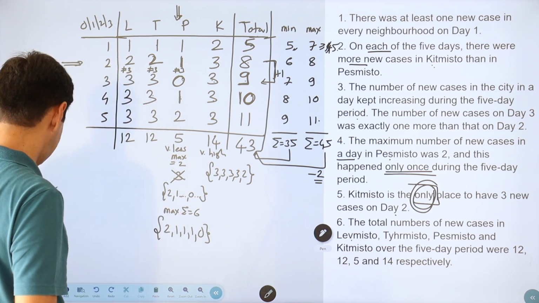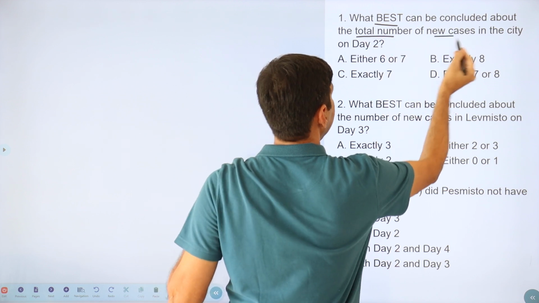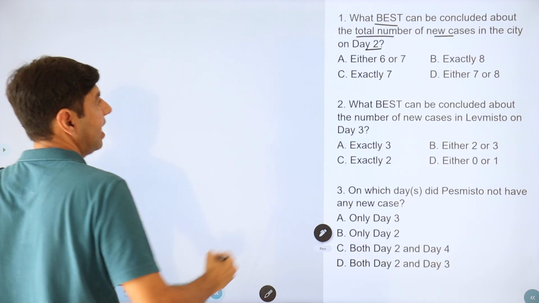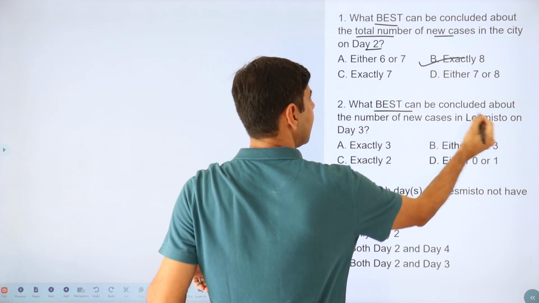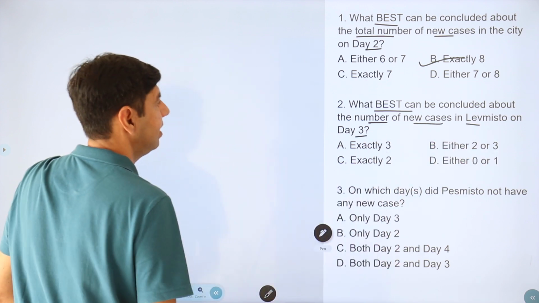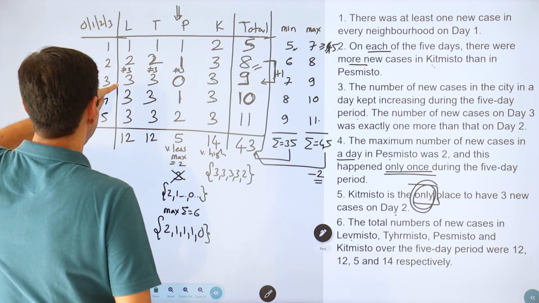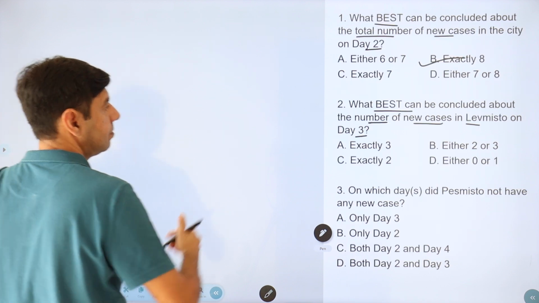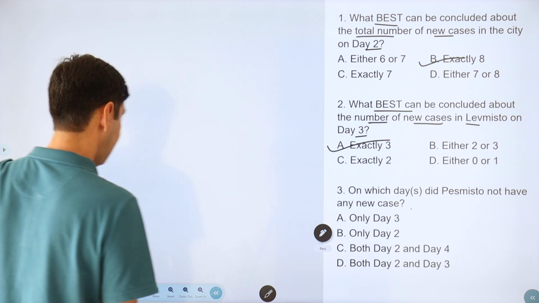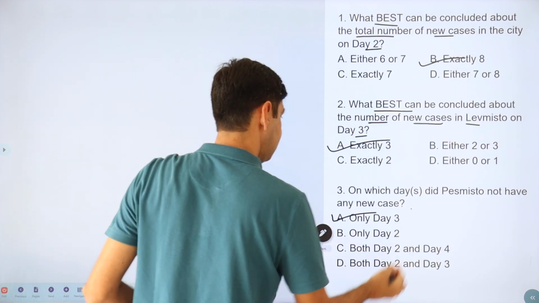Let's answer the questions. What best can be concluded about total number of new cases on day 2? Day 2, total 8. Exactly. What best can we conclude about number of new cases in L on day 3? L, day 3, 3 cases. Exactly 3. On which days did P not have any new case? P was 0 on which day? Day 3. Only day 3.